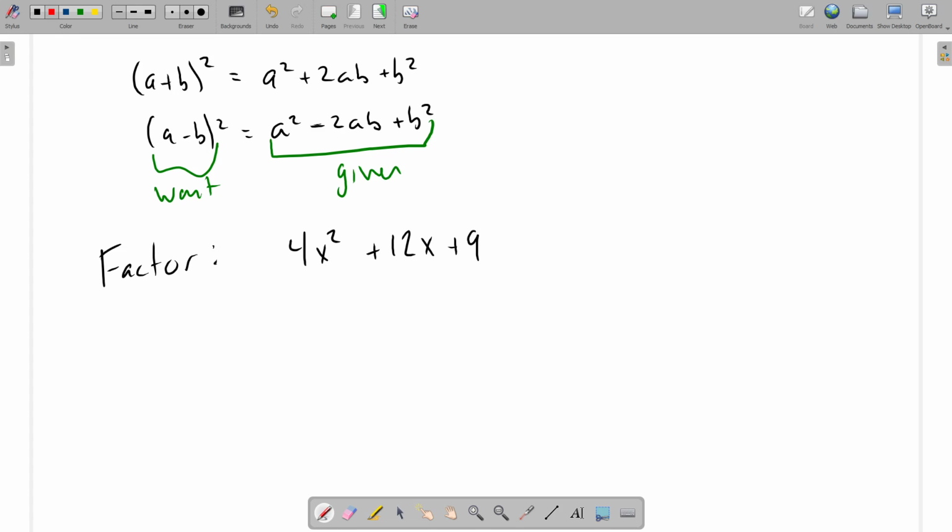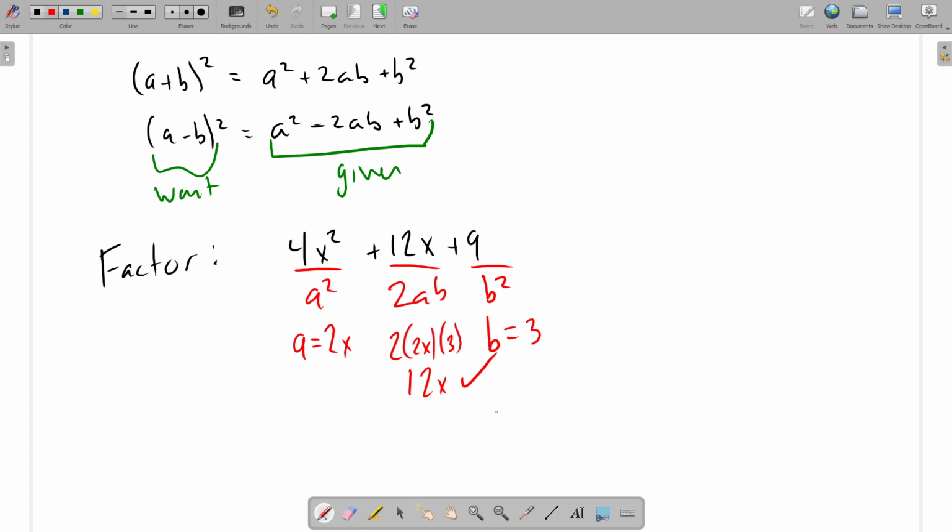we can identify that this is an a squared, a 2ab, and a b squared. If this is a squared, then a must be equal to 2x. If this is b squared, then b must be equal to 3. If a is 2x and b is 3, does this middle term of 2ab hold up? Well, 2 times 2x times 3 is in fact 2 times 2 is 4, times 3 is 12, 12x. It works.